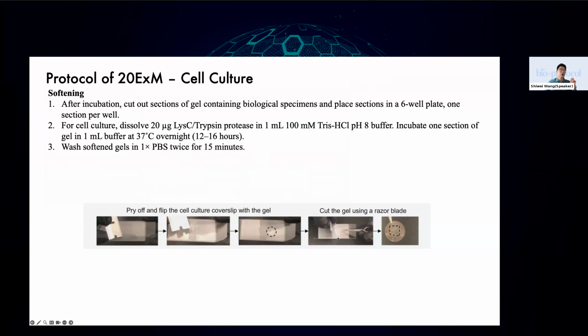Once you flip it over, you want to cut this gel into a right trapezoid shape. This is really important for cell culture because you want to make sure the cell is facing down. If the gel is flipped and the cell is facing up, you will never see it when you image. So cutting it into a right trapezoid shape allows you to quickly tell whether the cell is facing down, which is the right direction.